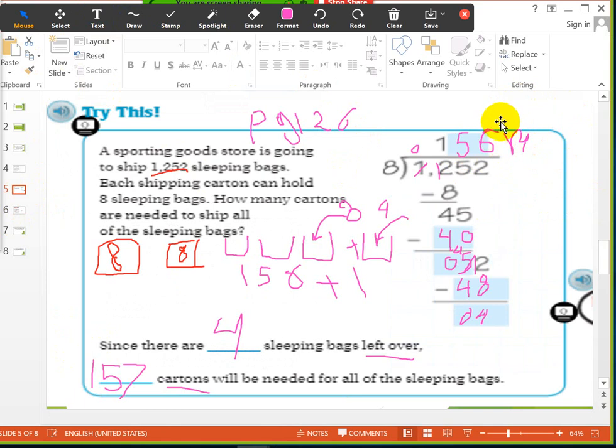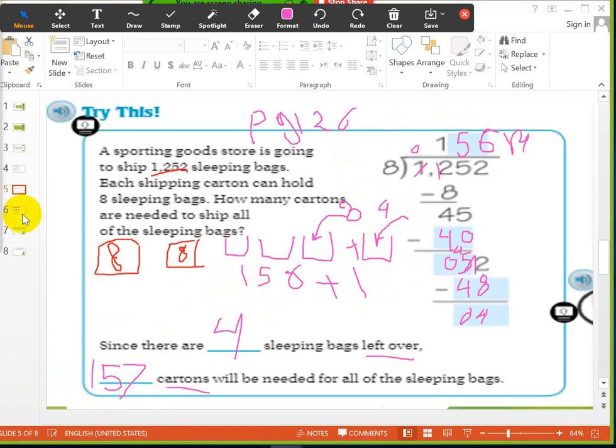The number of cartons that I will need to put all those is 156, but the 4 left are the number of the sleeping bags. I can't leave them, so I have to put them in a carton alone. So I will put 4 in a carton. I will add it to the 156, so it will be 157. This is the answer for the problem, not the answer for the division, the answer for the problem.